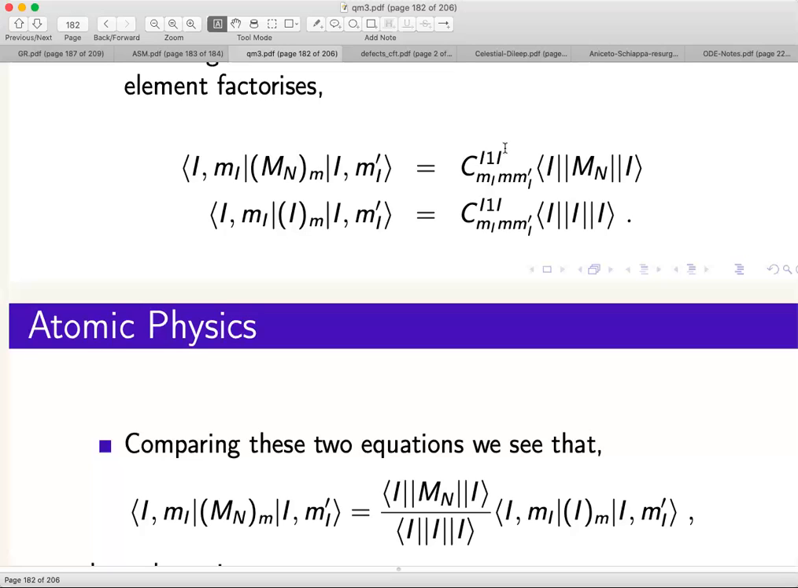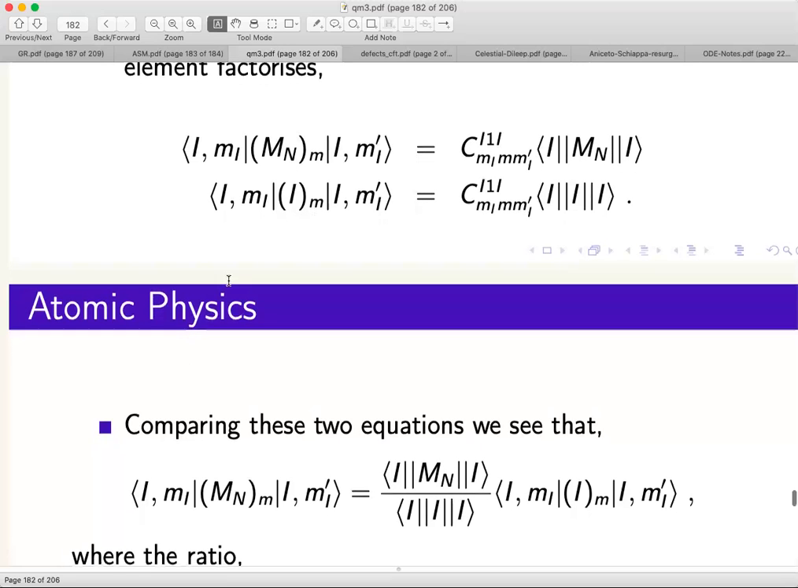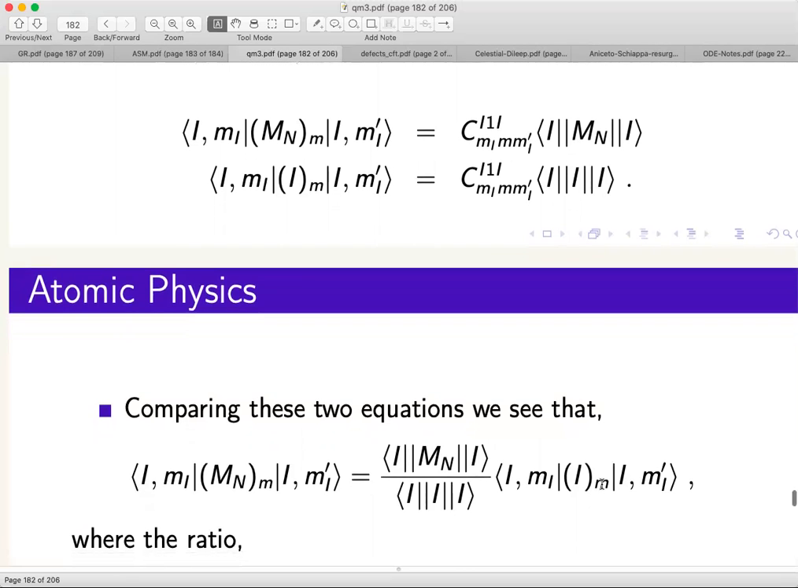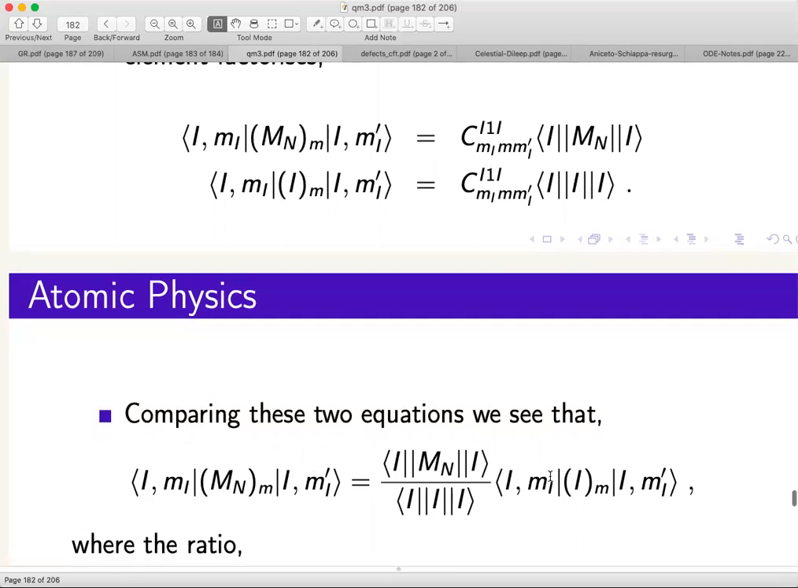So I just remove the Clebsch-Gordan and write down the matrix element for the components of the nuclear magnetic moment in terms of matrix elements for the components of the nuclear spin, multiplied by the ratio of two reduced matrix elements. One of them is the reduced matrix element for the nuclear magnetic moment divided by the reduced matrix element for the nuclear angular momentum. This is a straightforward manipulation.